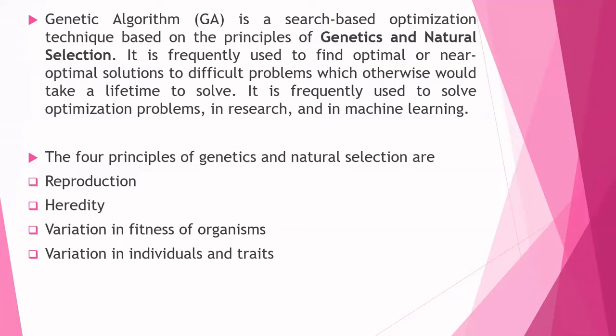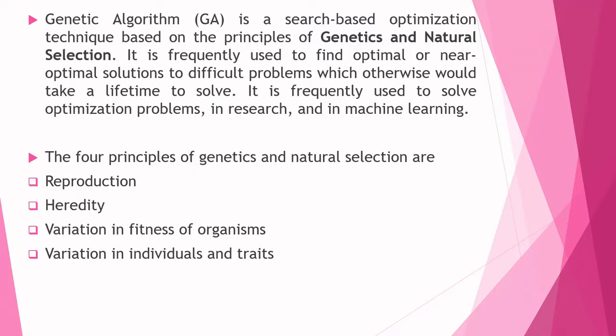Let me say briefly what a genetic algorithm is. It is a search-based optimization technique based on the principles of genetics and natural selection. So first of all, what are the principles of genetics and natural selection? Reproduction, heredity, variation in fitness of organisms, variation in individuals and traits.